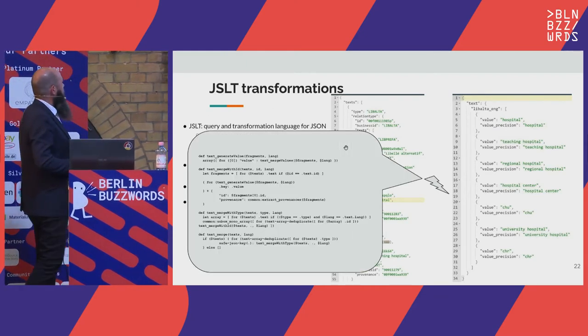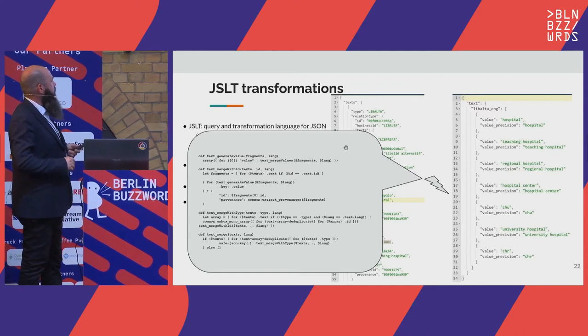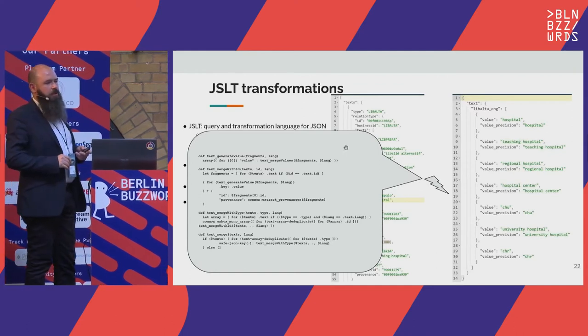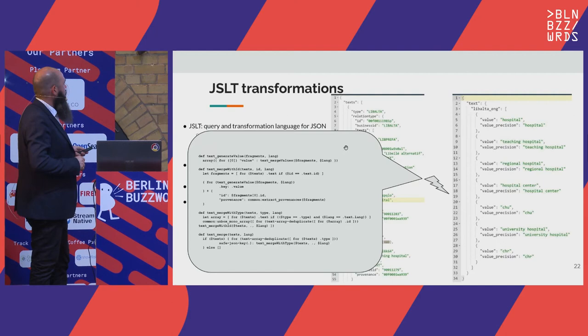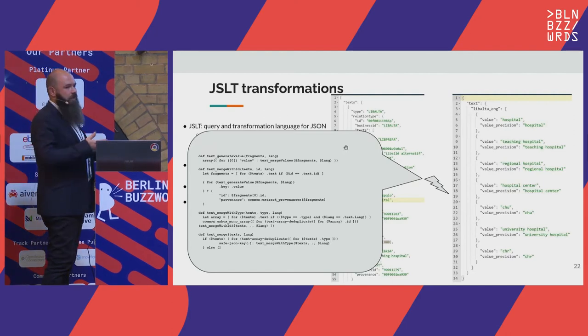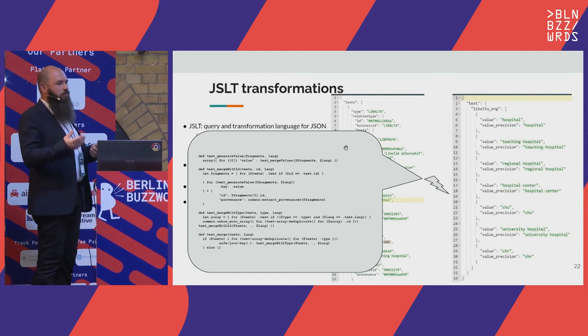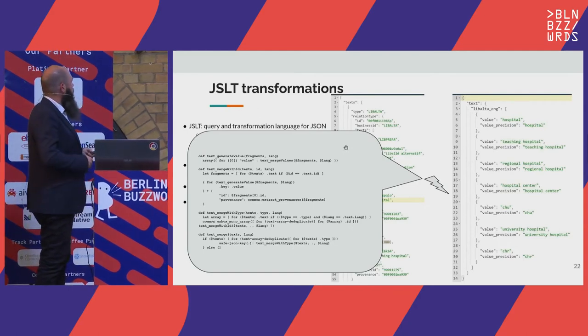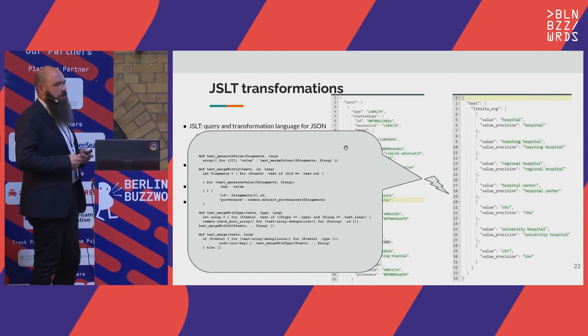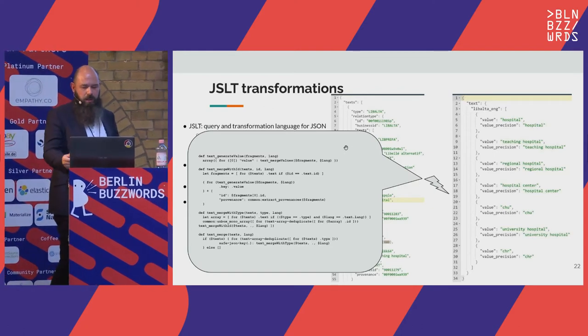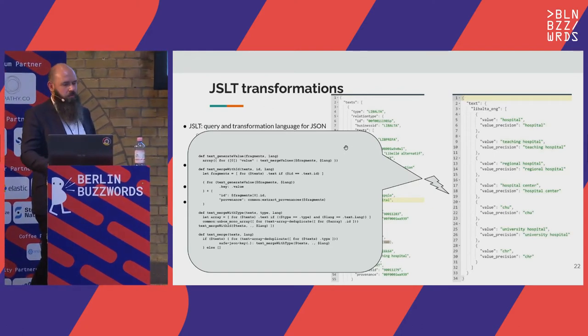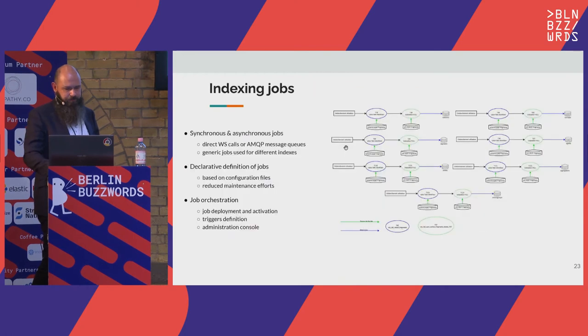Just to illustrate very simple parts of this JSLT code. It's a declarative way of defining functions. We manage different loops, different variables. So it's really easy to get a grip on it and to do some simple transformations.